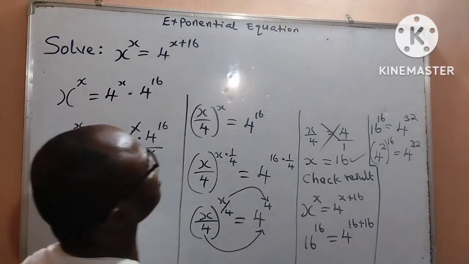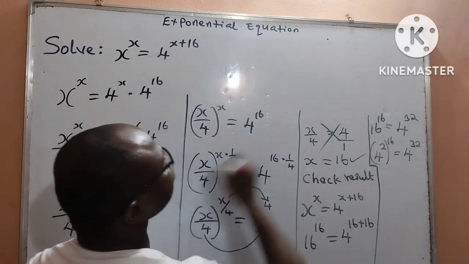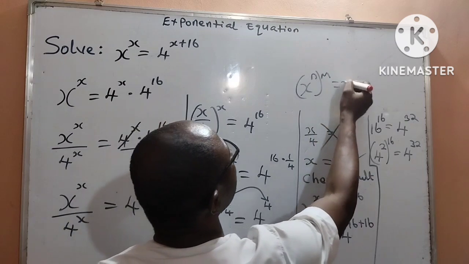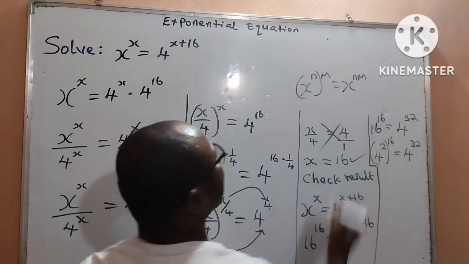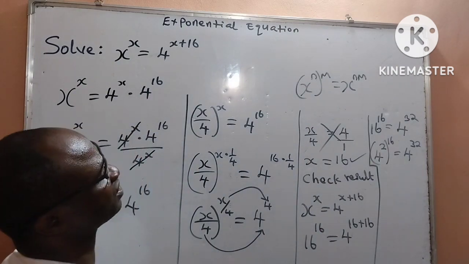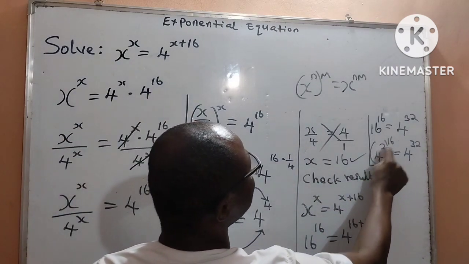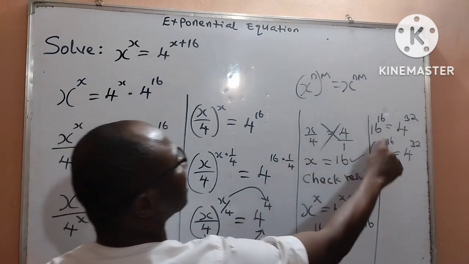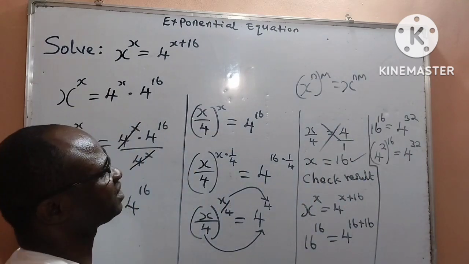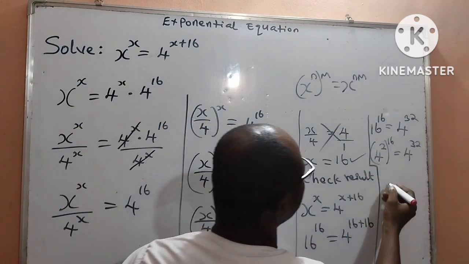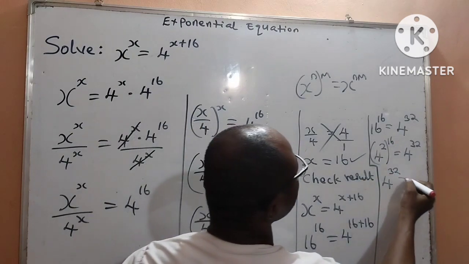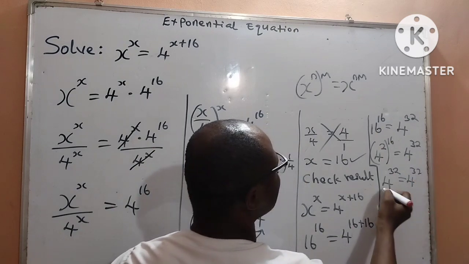Therefore, by law of indices that says that x to the power of n all to the power of n is equal to x to the power of n, meaning that the powers can multiply. That is the product law of indices. I can now multiply 2 and 16. My 2 is n and 16 is n. So since 2 of them can multiply by this law of indices, I can now say that 2 times 16 will now give me 4 to the power of 32. That is 2 times 16, which is equal to 4 to the power of 32.